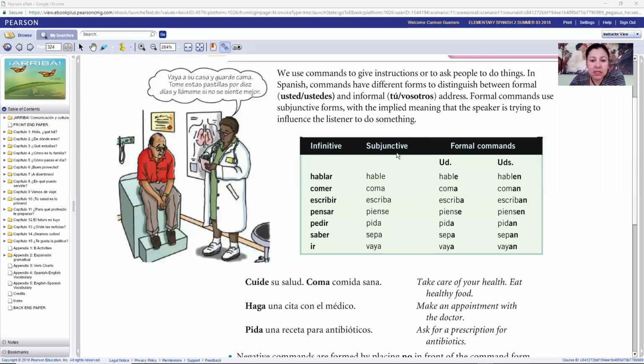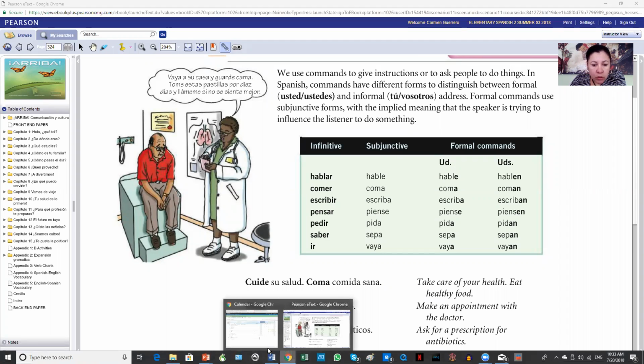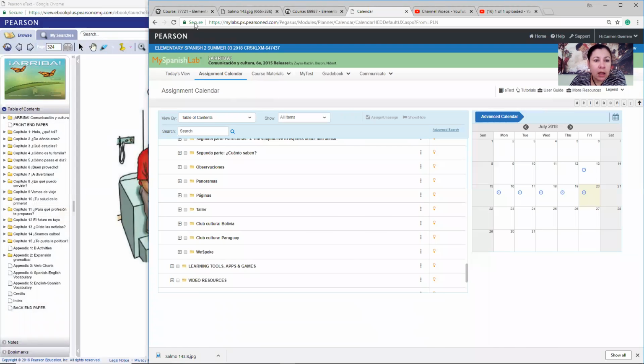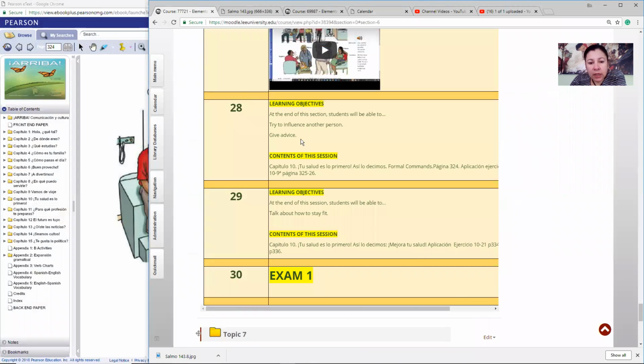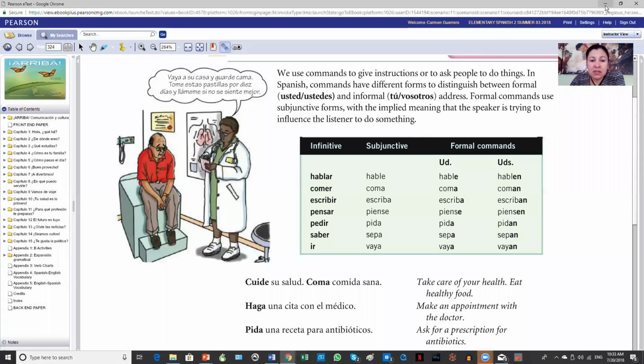I wanted you guys to look at this on page 224 in the textbook, but also look at this information on the calendar. Así lo decimos, formal commands. At the end of this session, you will be able to try to influence another person and give advice. Because of that, let's study formal commands. I do have a PowerPoint presentation to share with you, but let's just take a look at the textbook.